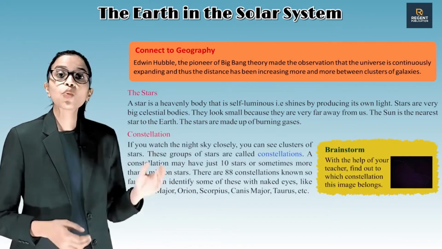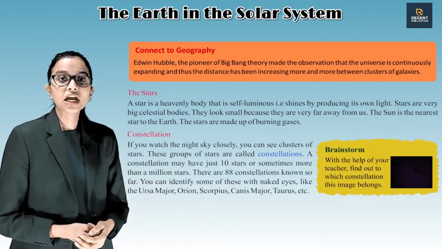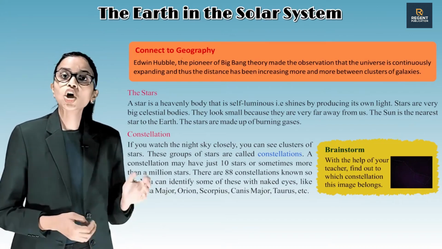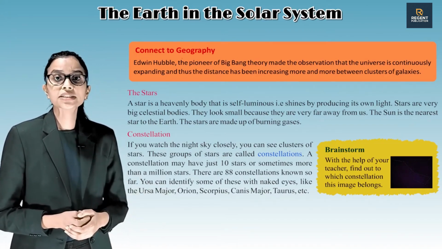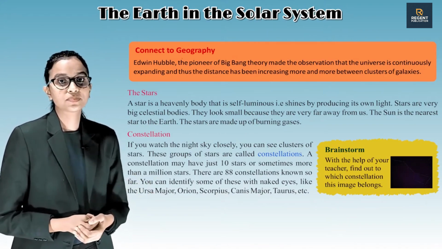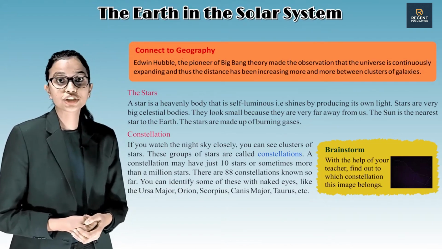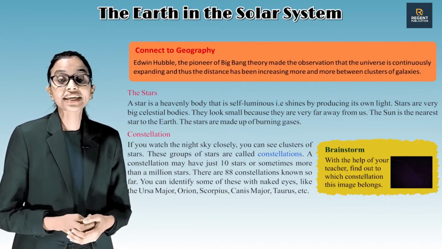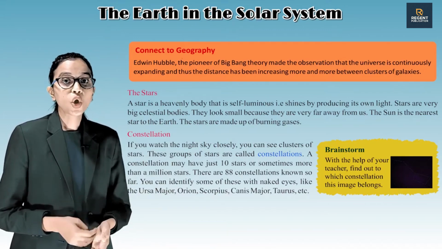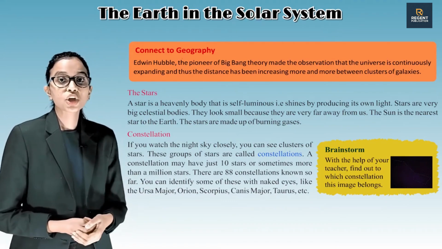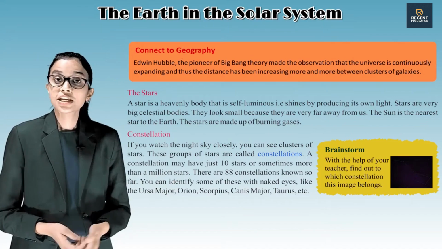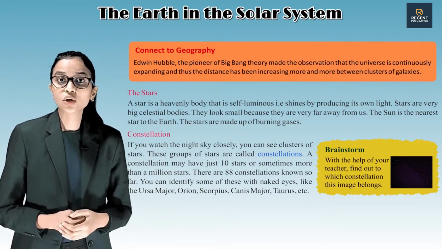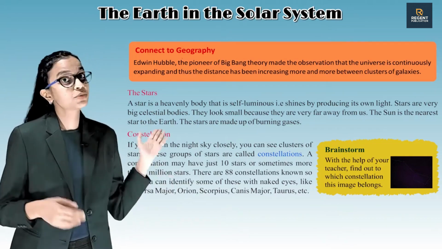Constellation. If you watch the night sky closely, you can see clusters of stars. These groups of stars are called constellations. A constellation may have just 10 stars or sometimes more than a billion stars. There are 88 constellations known so far. You can identify some of these with naked eyes, like Ursa Major, Orion, Scorpius, Canis Major, Taurus, etc. So children, see the brainstorm. With the help of your teacher, find out to which constellation this image belongs.